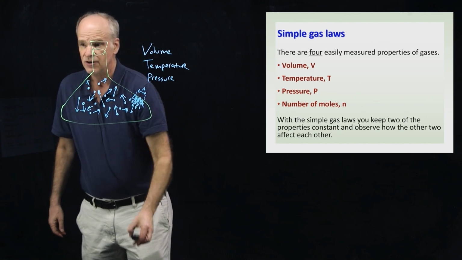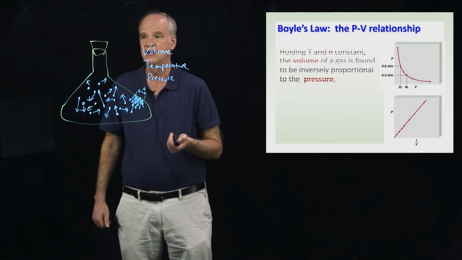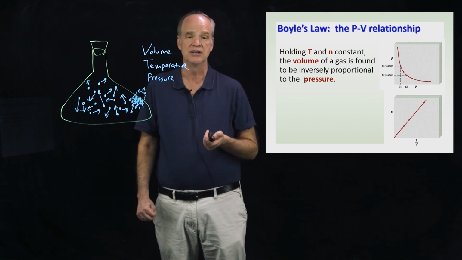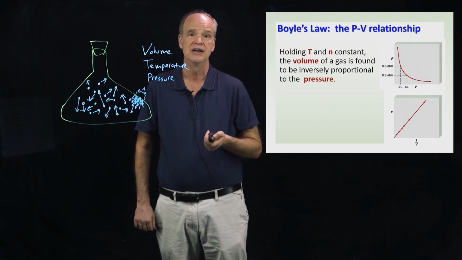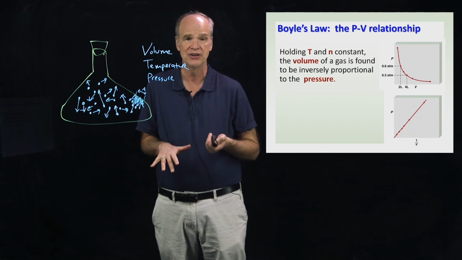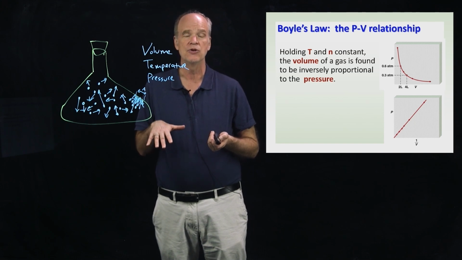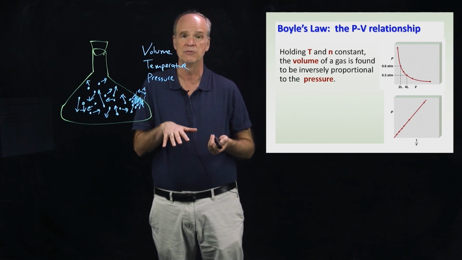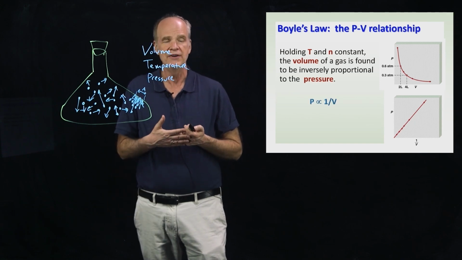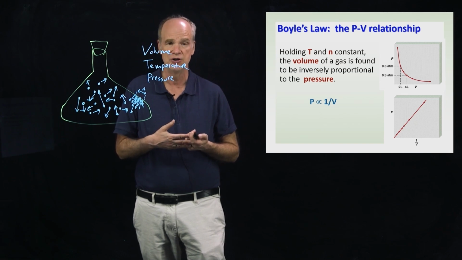So what we're going to do now is look at a couple of gas laws. Let's start with the first one. We're first going to talk about Boyle's law. Boyle's law is about studying the relationship between the pressure and the volume of a gas, keeping the other properties of that gas constant. So this is where you're looking at pressure versus volume of a gas, holding temperature and the number of moles of gas constant.